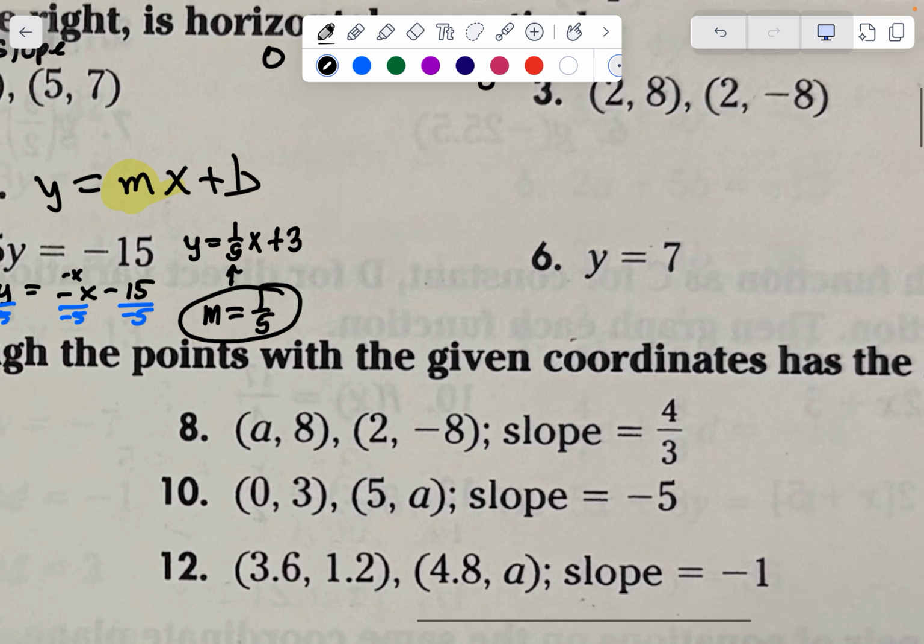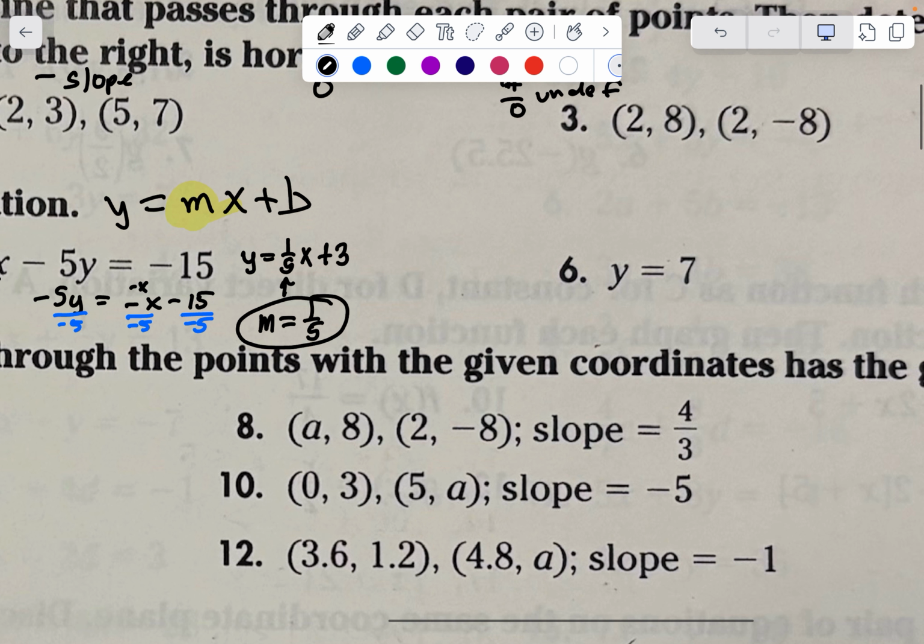Think about if you just wrote it like that, and that will help you for ones that you only have a y in it. There's number 6, a little hint for you there, okay?